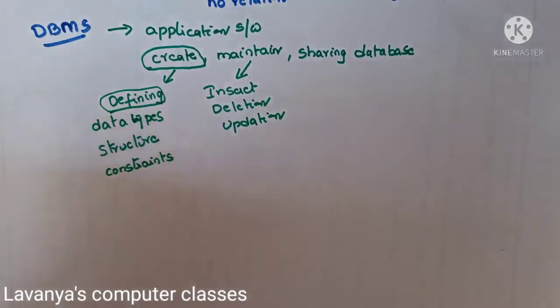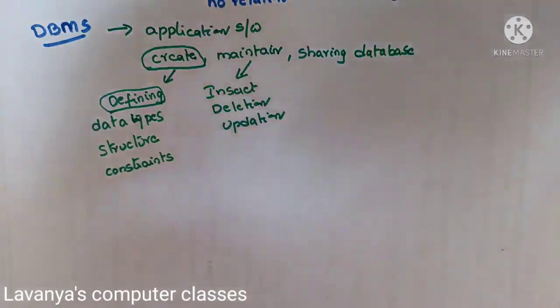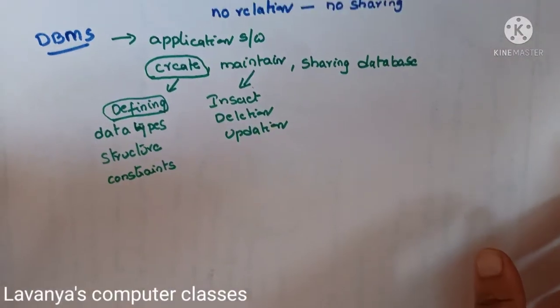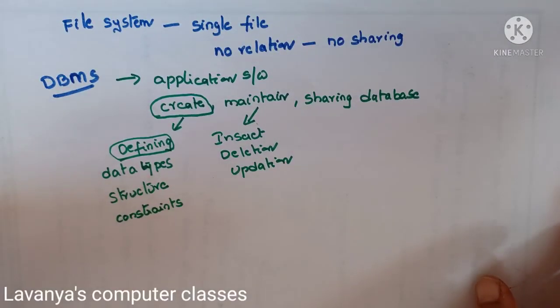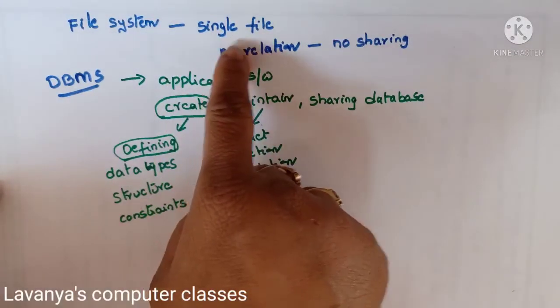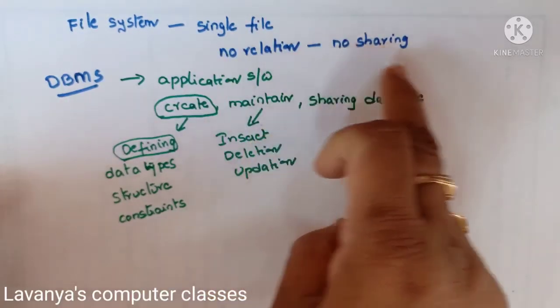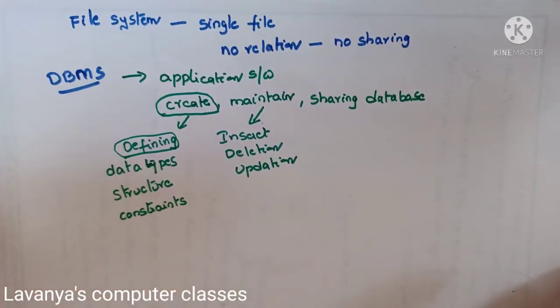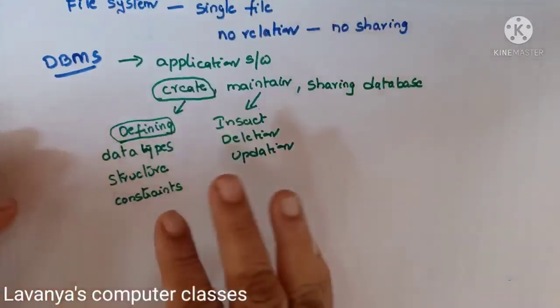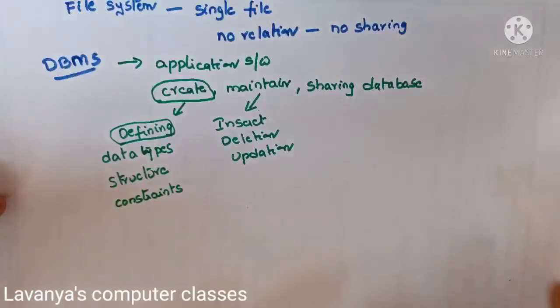So in this video, we'll explain what DBMS is, what the proper terms used in DBMS are, and what a file system is and what DBMS is. A file system is a kind of DBMS, but it is used for storing only single files. There is no relation and no sharing. In the next video, we'll explain the advantages of DBMS compared to file systems.